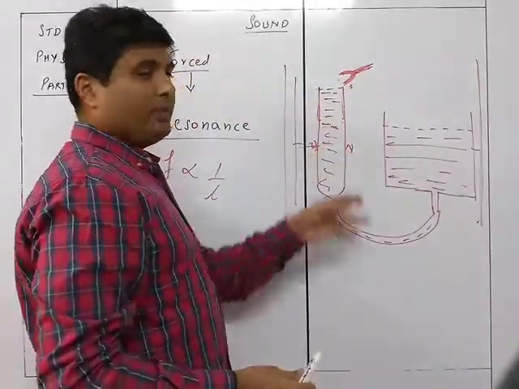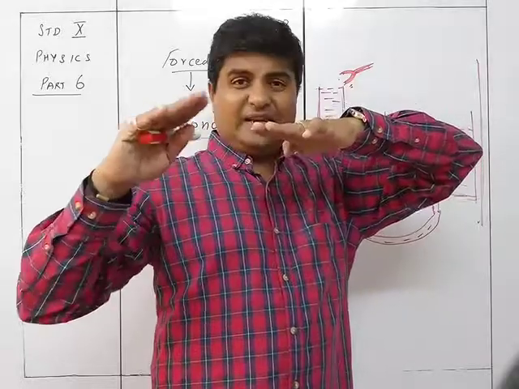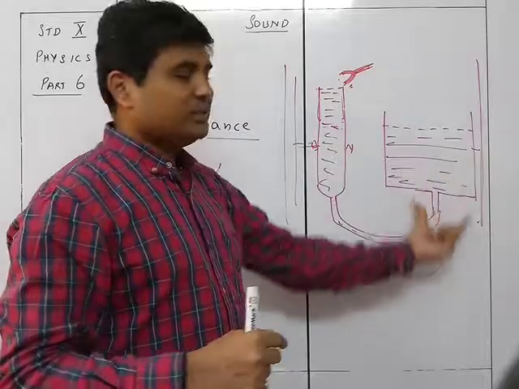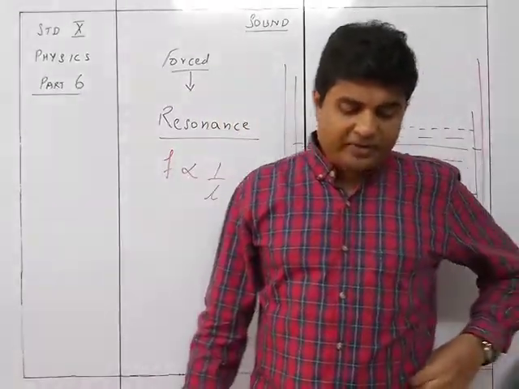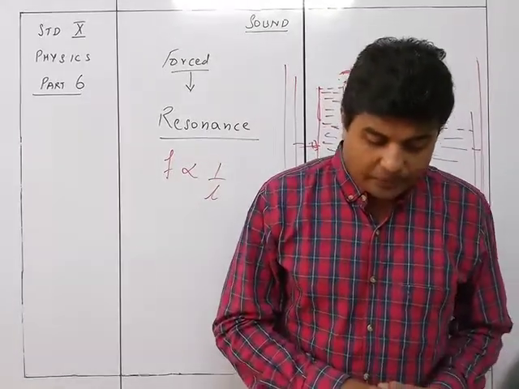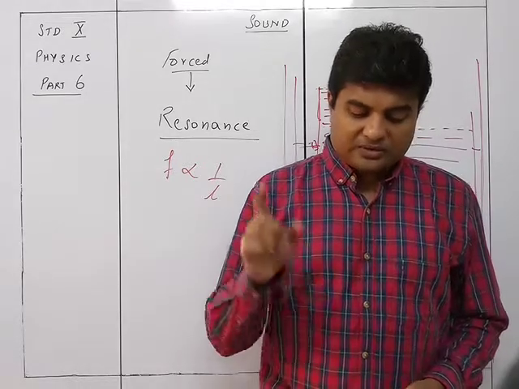So as you bring it down, the air column is 0, and then you keep on increasing the air column as you move this. This air column keeps on increasing. Observation: a loud sound is heard at a certain level of water. On further lowering the level of water in tube A, the loud sound ceases.